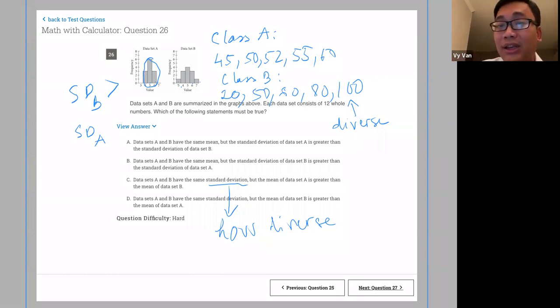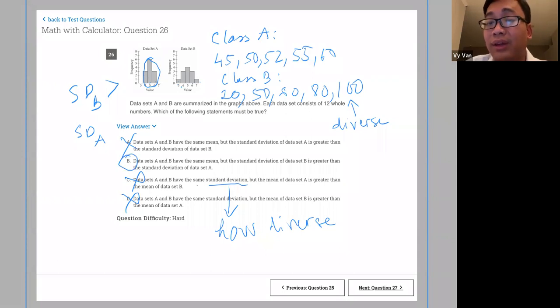Okay, so let's cross out the choices that don't say that. A is greater than B, wrong. B is greater, so let's leave it there. A is greater, no, and B is greater, so let's leave it there. This one says the same standard deviation, so we cross it out. We don't even have to calculate the mean because the standard deviation tells you the story right here.